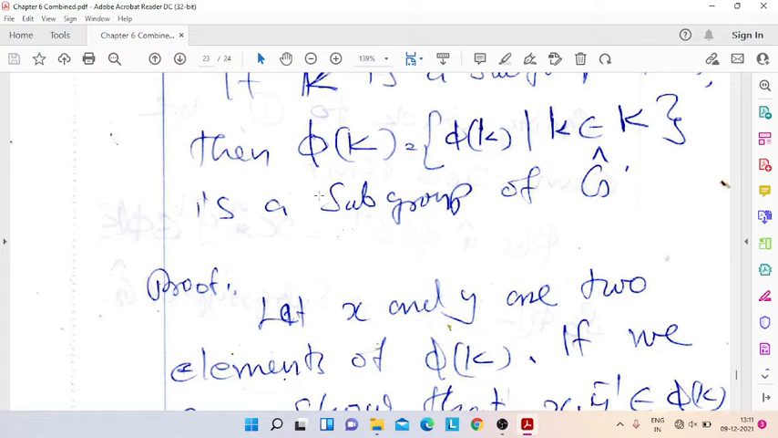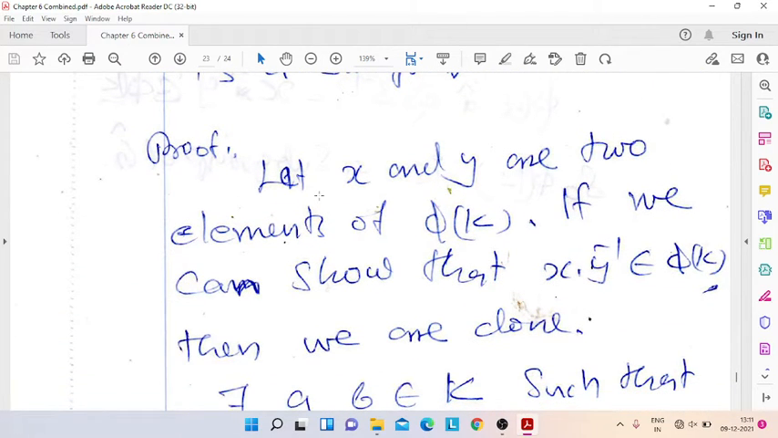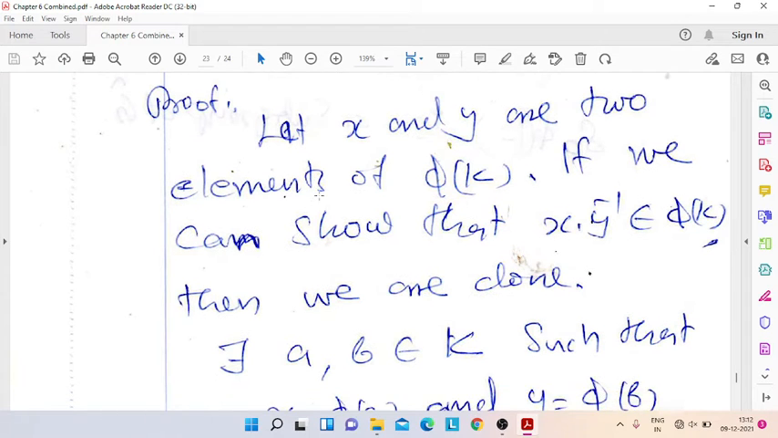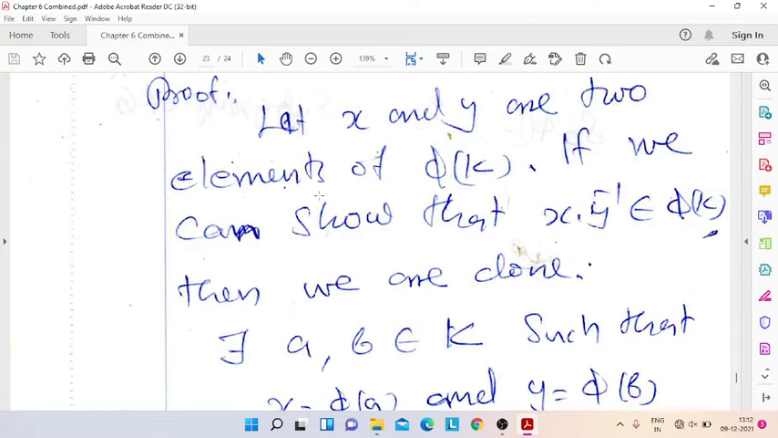We can use a method to prove that a subset of a group is a subgroup. There are two or three such methods, and one of them can be used to prove this. So for that, let x and y be two elements of phi K.